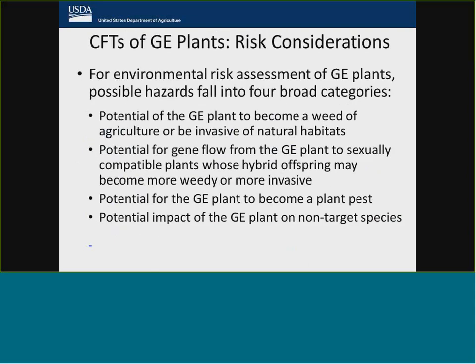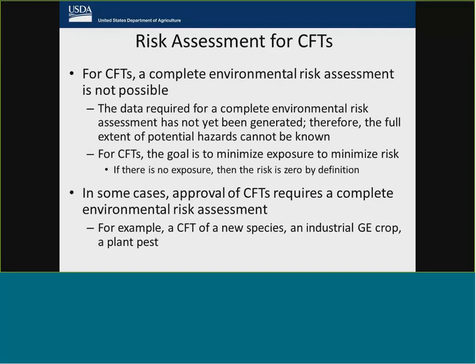For confined field trials of GE plants, we have several risk considerations as we go through an analysis. We've identified possible hazards in 4 broad categories: the potential of the plant to become a weed of agriculture or be invasive of natural habitats, the potential for gene flow from the plant to sexually compatible relatives whose hybrid offspring may become more weedy or more invasive, the potential for the plant to itself become a plant pest, or the potential impact of the GE plant on non-target species.